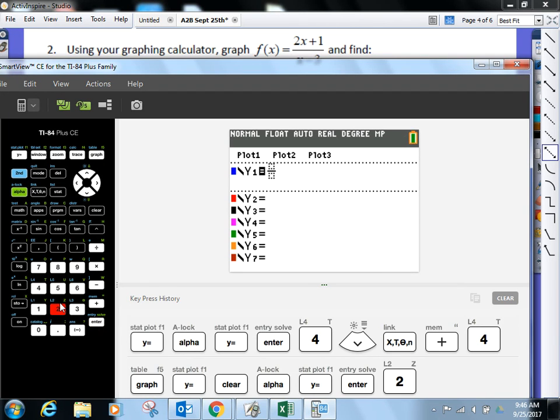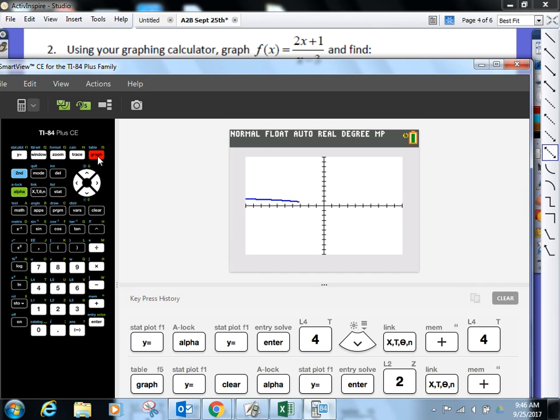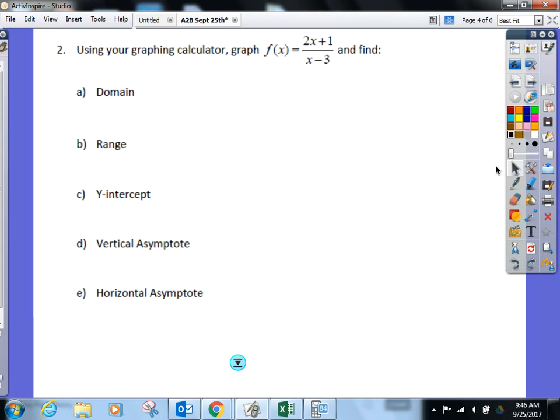And we have (2x plus 1) over (x minus 3). Make sure we match before we can move on. Everyone good with their graphs? Matching mine here? All set? Do the magic again.